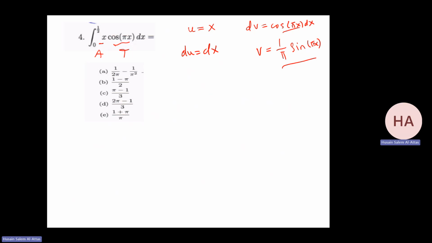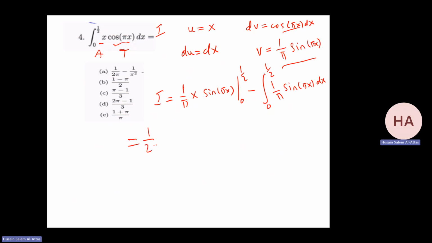Now, this integral, let's call it I. So I will be 1 over pi x sine pi x from 0 to half, minus the integral from 0 to half of 1 over pi sine pi x dx. Substitute: I have 1 over 2 pi sine pi over 2, which is 1, then sine 0, which is 0. So 1 over 2 pi.